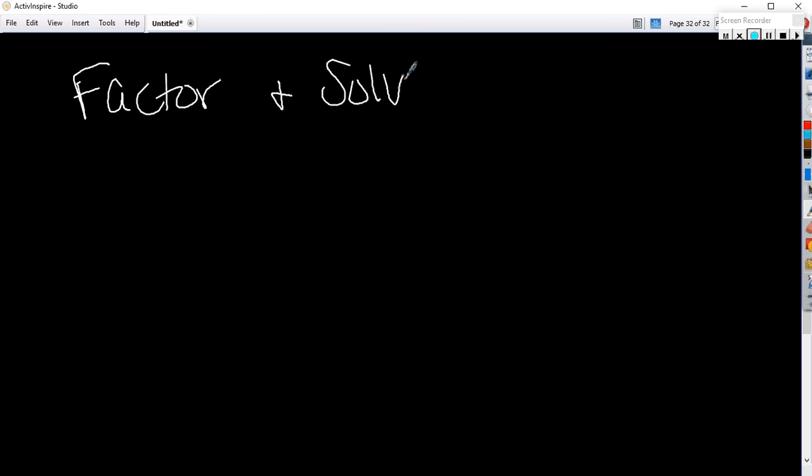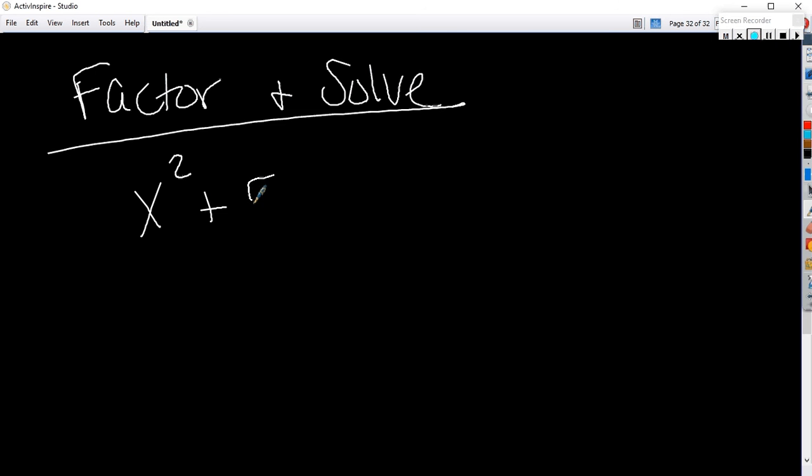Alright, so we're going to take these same polynomials we've been working with. And we're going to do the same thing that we did in chapter 1. Remember when we were factoring in chapter 1, we would have something like this. And the key was we had to make sure that it equaled 0 first.